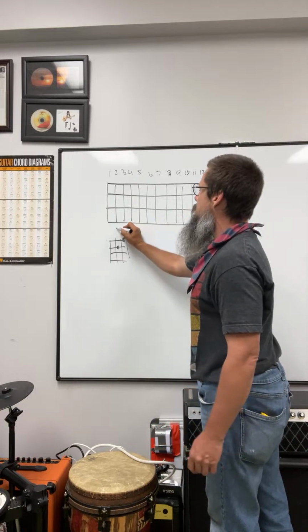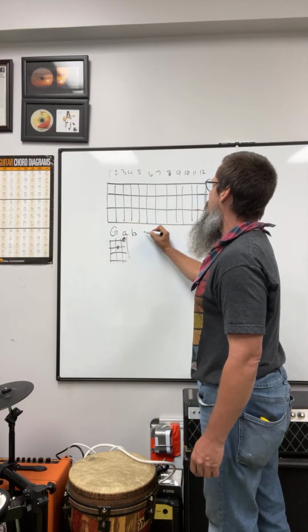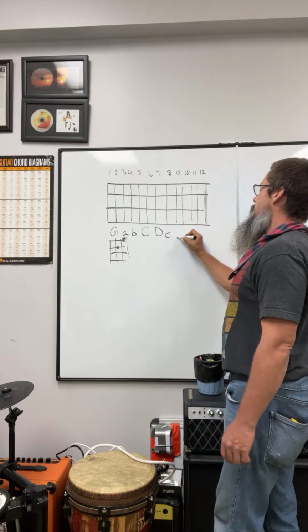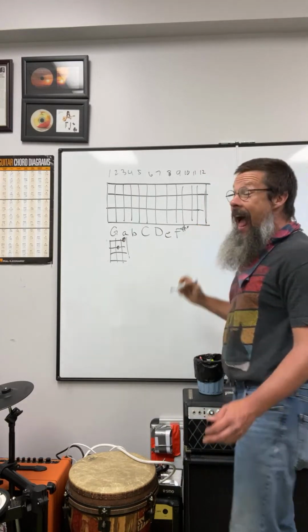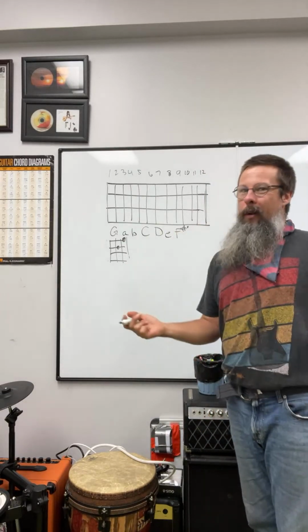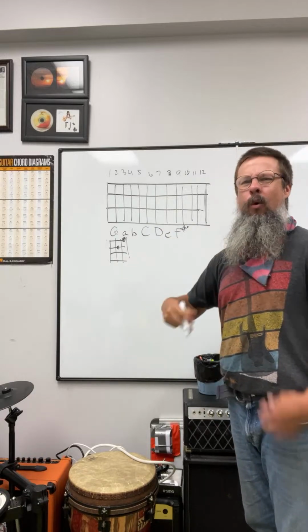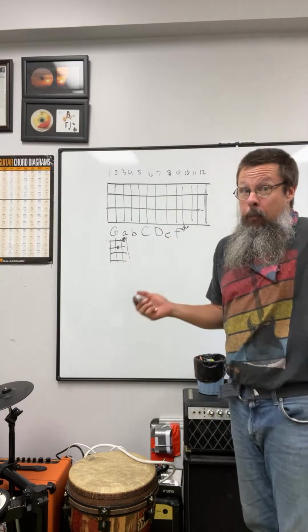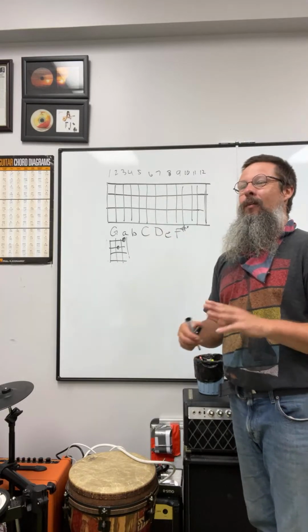Now the key of G major has a G major, A minor, B minor, C major, D major, E minor, and an F sharp diminished. So for the mando, what we want to do is learn each one of these chords and find all the intervals. The process of this relies on us doing 3 things.